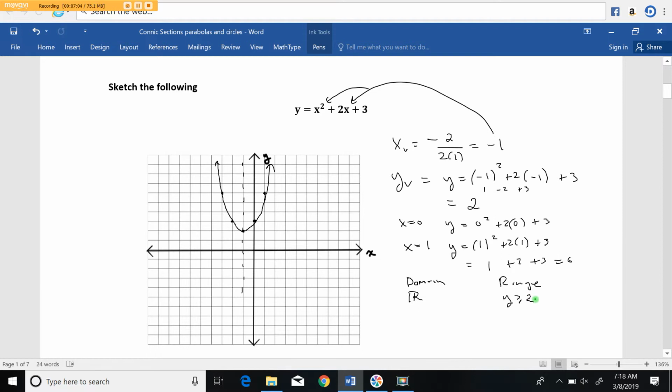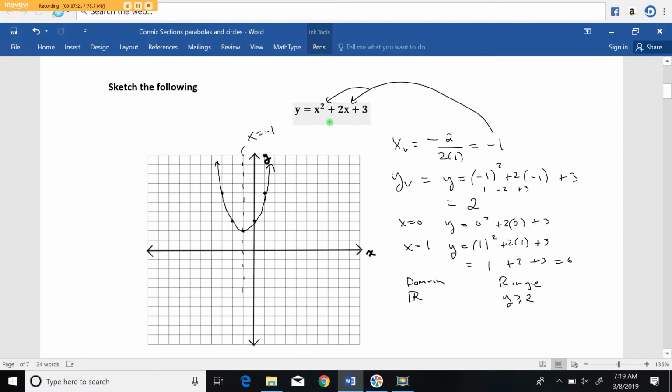All right? So there's an example of graphing a parabola here. Let's go ahead and take a look at another one. Oh, one more thing. So let's talk about this axis of symmetry here. The equation for that axis of symmetry is x equals -1.